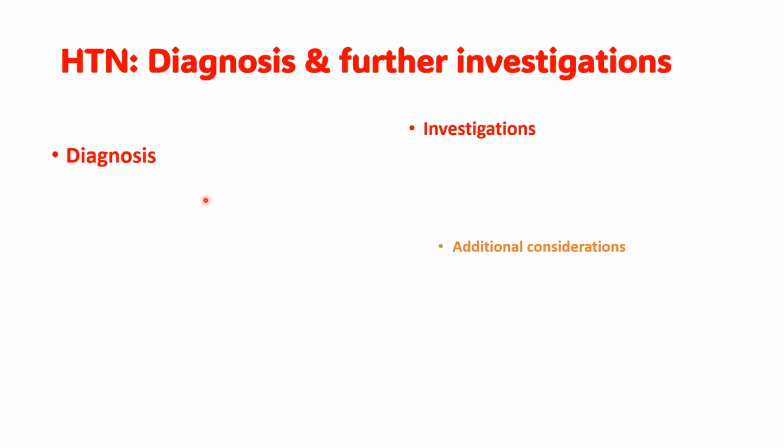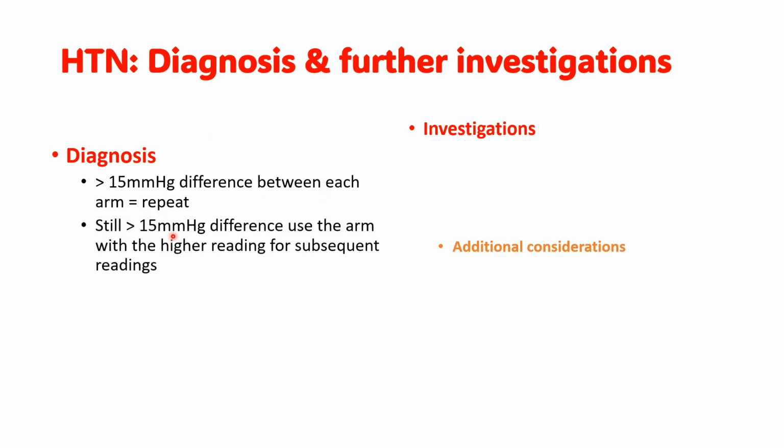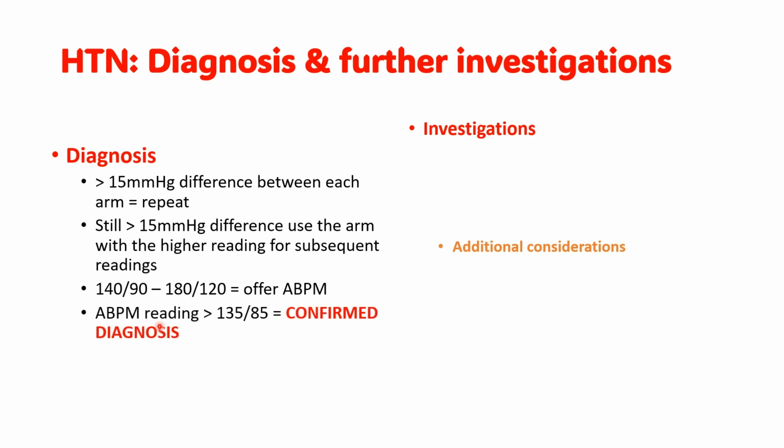So let's talk about some diagnosis and investigations. If there's a difference of greater than 15 millimeters of mercury between each arm, you're going to have to repeat the blood pressure. And if it's still a difference of greater than 15, use the arm with the higher reading for further readings. If the blood pressure is 140/90 to 180/120, you want to offer them ambulatory blood pressure monitoring. And if that ambulatory pressure monitoring reading is greater than 135/85 as an average, you confirm the diagnosis of hypertension.